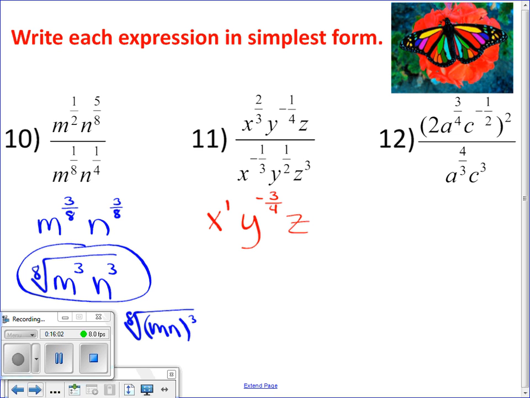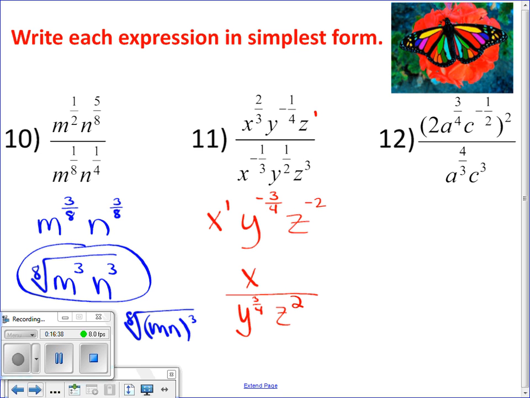Then my z's, what's the exponent on this z? 1. So you have 1 minus 3. Negative 2. All right, so there was step 1. I just used my properties. I subtracted exponents to get to there. Do I have anything I need to move? Yeah, the y and the z both move. So x stays on top. Y moves to the bottom as 3/4. Z moves to the bottom, positive 2. I should probably write that 2 differently. I'm lazy. I don't want to write the 1.